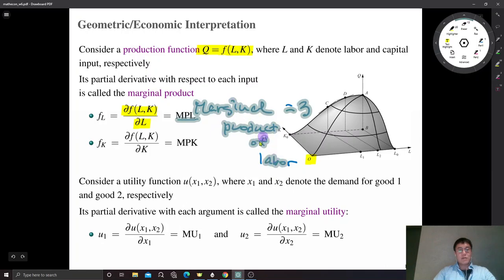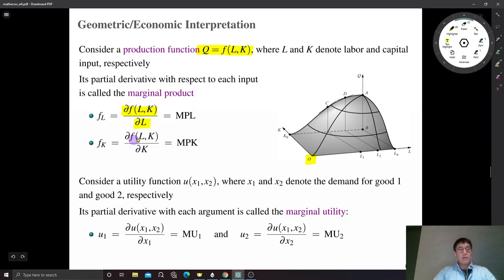Right, so that is MPL. And similarly, if we take the derivative with respect to K, we obtain the marginal product of capital. Okay? Once again, the interpretation is: if you borrow one more dollar from a bank, so you increase the amount of capital by 1 unit, then what is the corresponding increment of quantity produced? That is MPK.